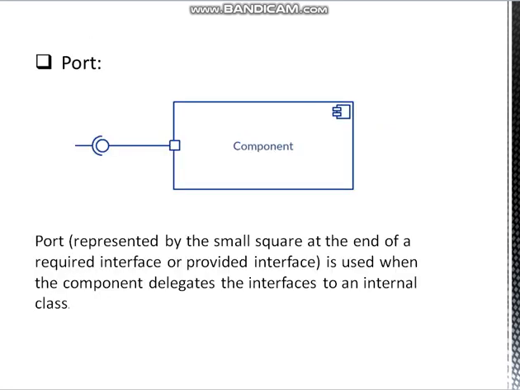And the next symbol we have is port. Port is represented by a small square at the end of a required interface or provided interface. It is used when the component delegates the interfaces to an internal class.